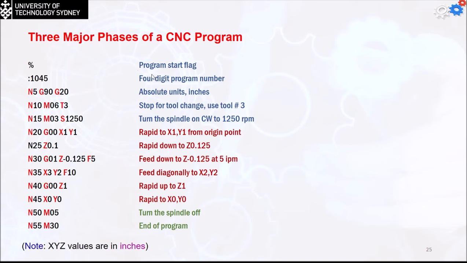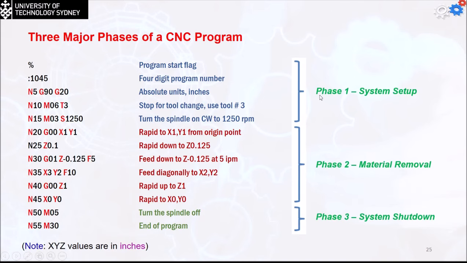So now the white lines are going to define phase number 1, which is the system setup. So you define what the program number is, what coordination unit you are going to use, and what the unit you are going to use. You are going to stop the spindle, change the tool, and then you're going to turn the spindle on with the amount of the RPM you are going to set.